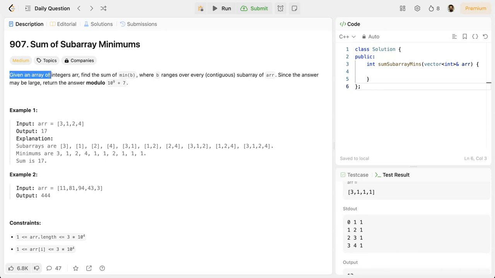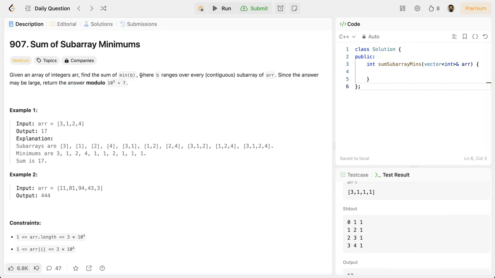Let's take a look at the problem. We are given an integer array, and we should find the sum of min(b), where b ranges over every contiguous subarray of the array. Since the answer is going to be big, we want the answer to be returned modulo 10 to the 9 plus 7.